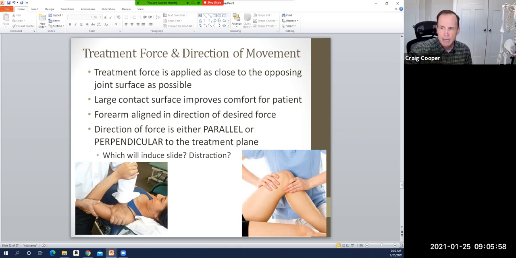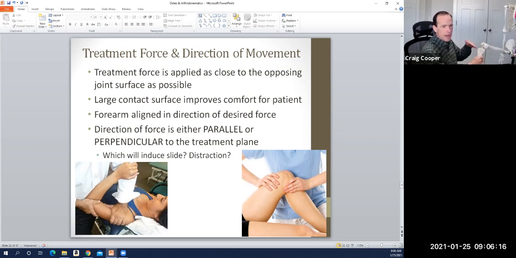We typically are going to need to have our treatment force usually be parallel to the treatment plane. So if I'm looking at my tibia, the treatment plane is where the tibial plateau is. And so I'm directing my force straight back or straight forward, so it's parallel with that. In the case of the shoulder, you might have times when it's perpendicular because of just the configuration of the shoulder joint.